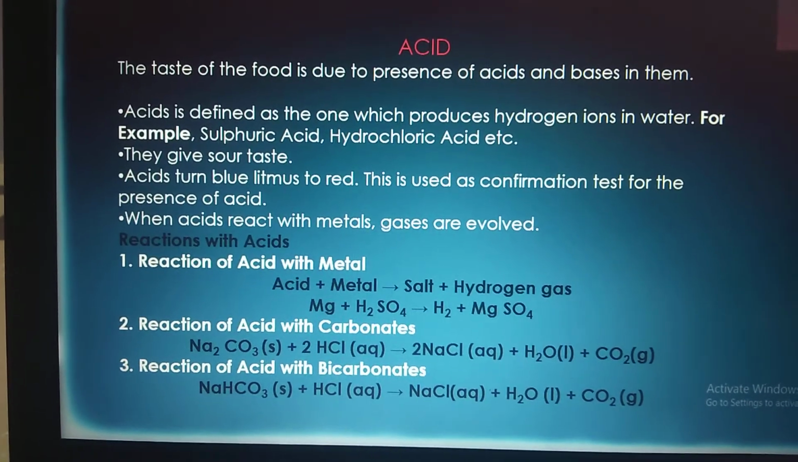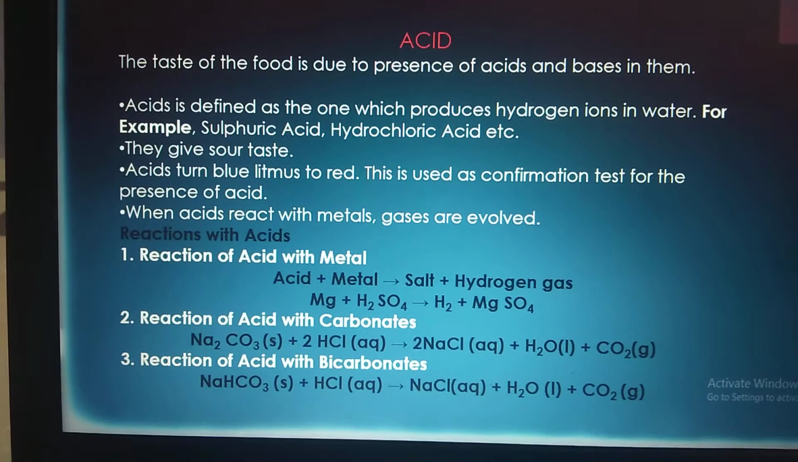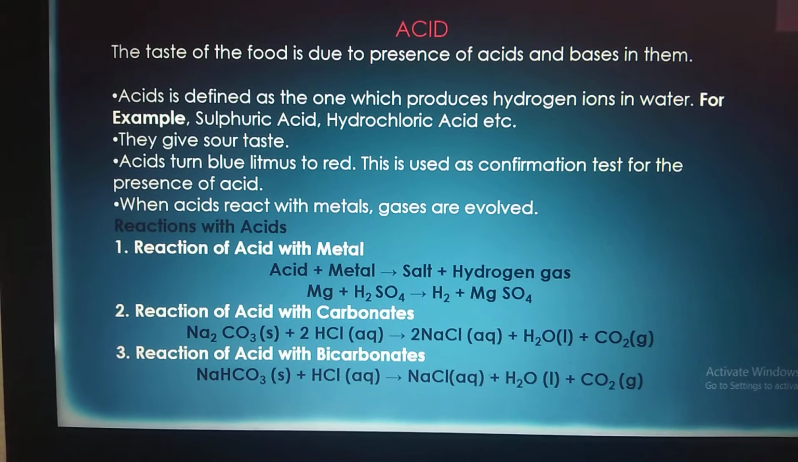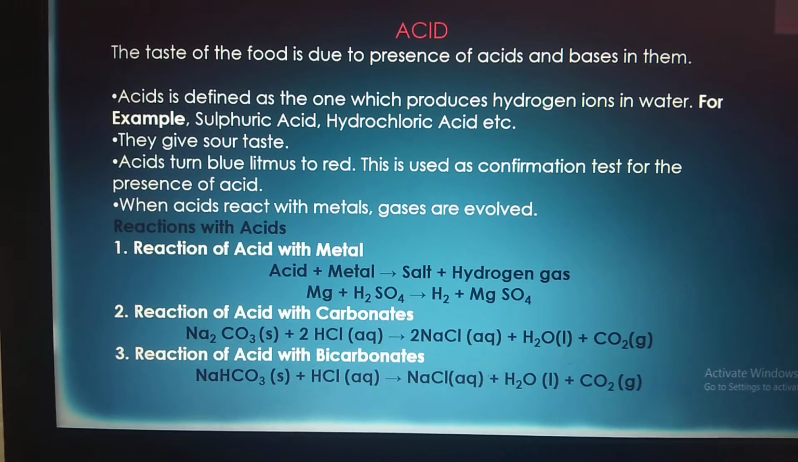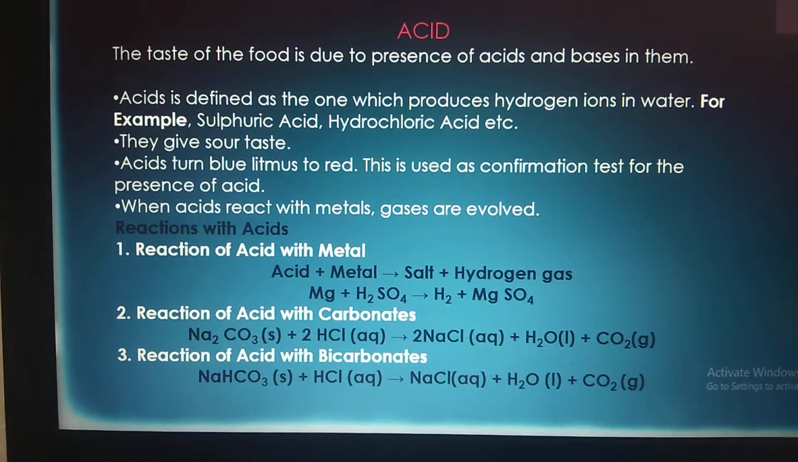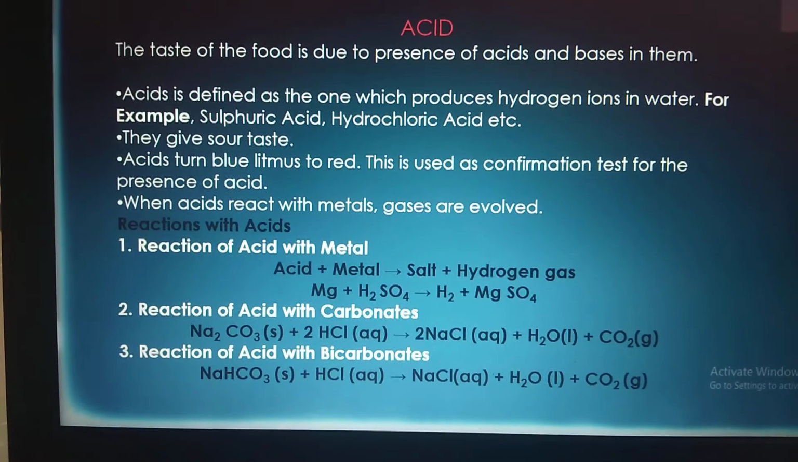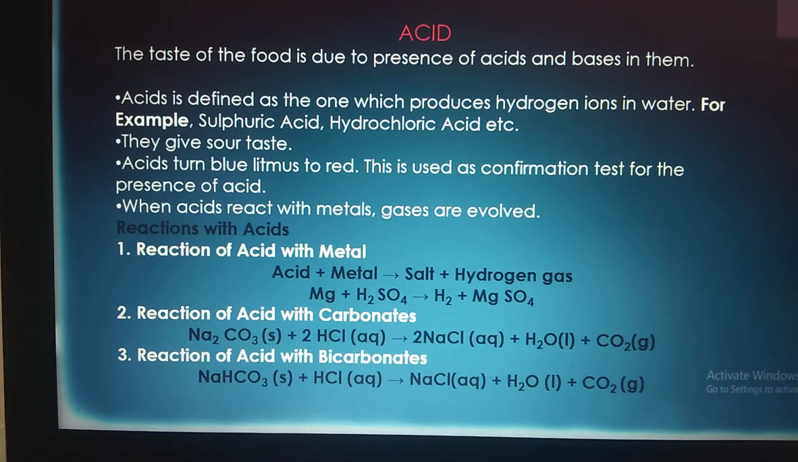When acid reacts with metal, gases are evolved. Reaction of acid with metal: acid plus metal gives rise to salt plus hydrogen gas. Example, magnesium, that is a metal, plus H2SO4, sulfuric acid, react to form hydrogen gas plus magnesium sulfate.